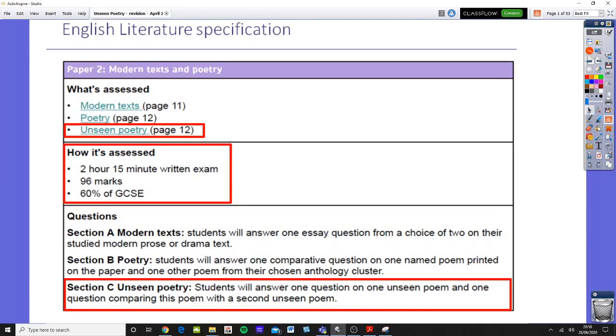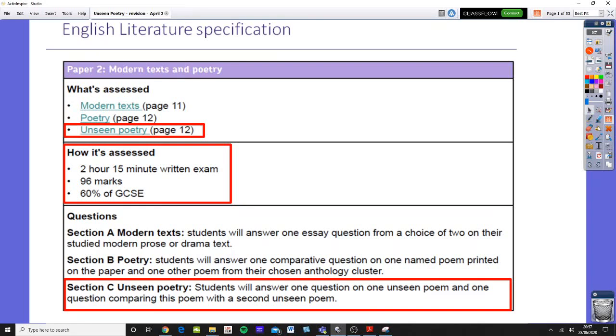Now, some students think because it's unseen poetry and you can't actually revise it because you don't know what it's going to be, that means you don't need to prepare at all. But that's a fallacy. You definitely can prepare very effectively for the unseen poetry part of the exam. You need to know what to expect and you need to know the best approach to take on the day of the exam.